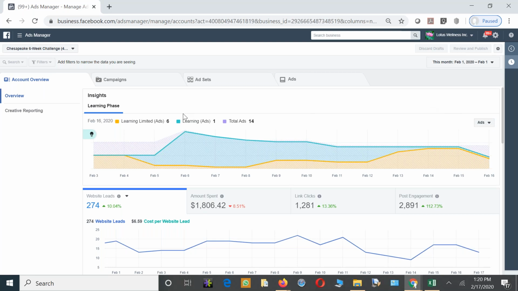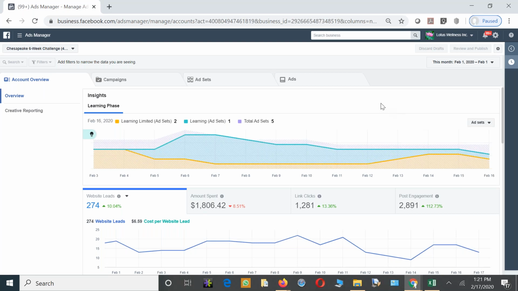It looks like you have learning limited on only 6 ads. So it's really not your ads that are being limited. Did you launch any new ads recently? No, not new ads. Did you add any? We did make significant changes to the ad set and the campaign level.